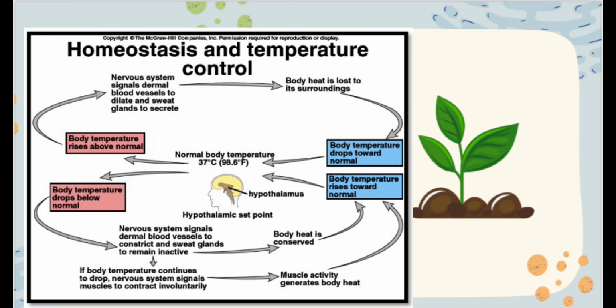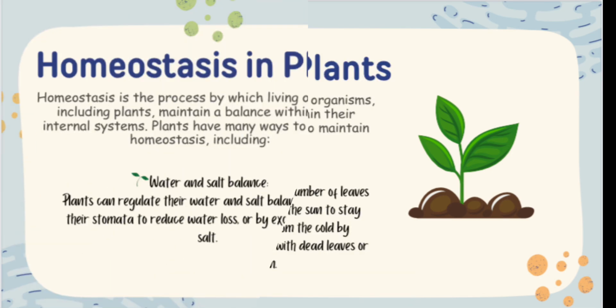In plants, temperature control in homeostasis is crucial for maintaining optimal metabolic processes, enzyme function, and overall health. Unlike animals, plants don't have a complex system to regulate temperature internally, but they do have several mechanisms to help them manage temperature and ensure proper functioning.